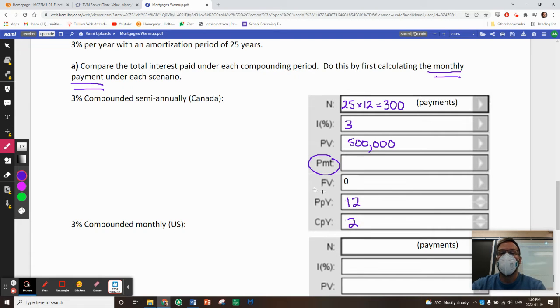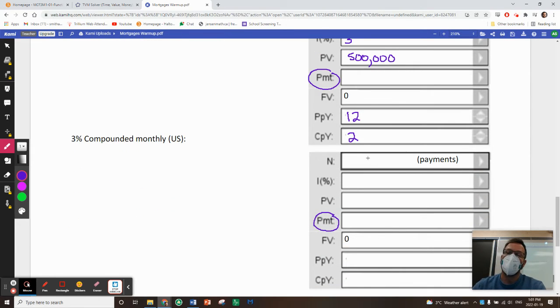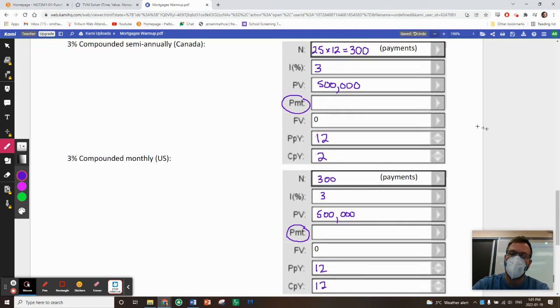Your screen for the US one is exactly the same with C/Y being 12. So let's just get that filled in. 300, 3%, $500,000. But this time we're making 12 payments per year and interest is calculated 12 times per year. I can zoom out a tiny bit to get both of those in. There you go.